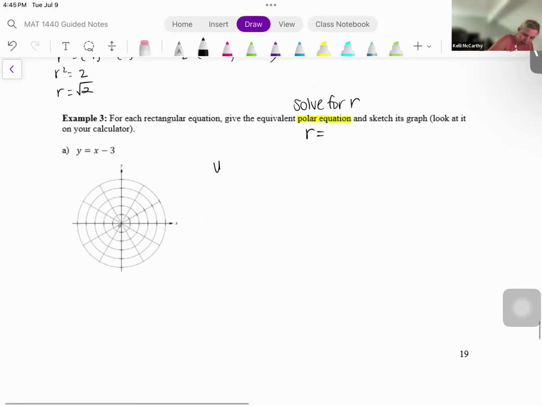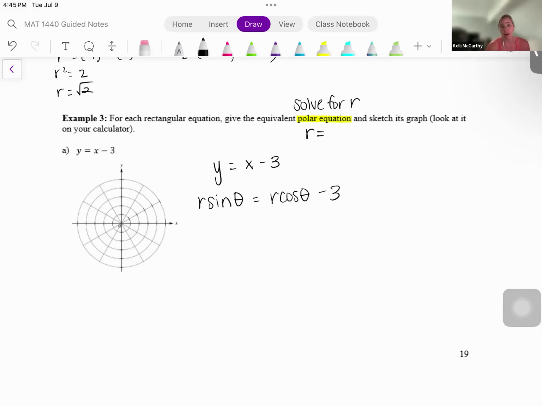So we're starting with y equals x minus 3. We're going to use those relationships we saw at the beginning. y is equal to r sine of theta, and x is going to be r cosine of theta. So we're just going to substitute those in.